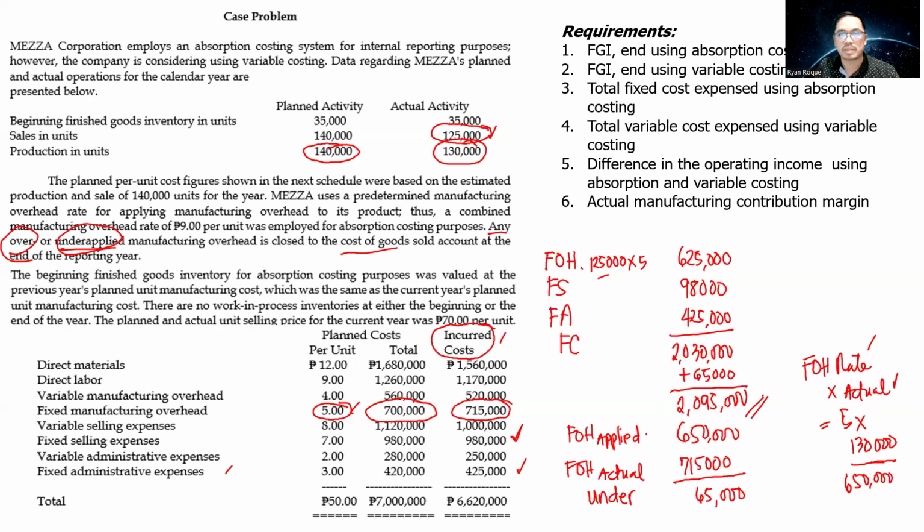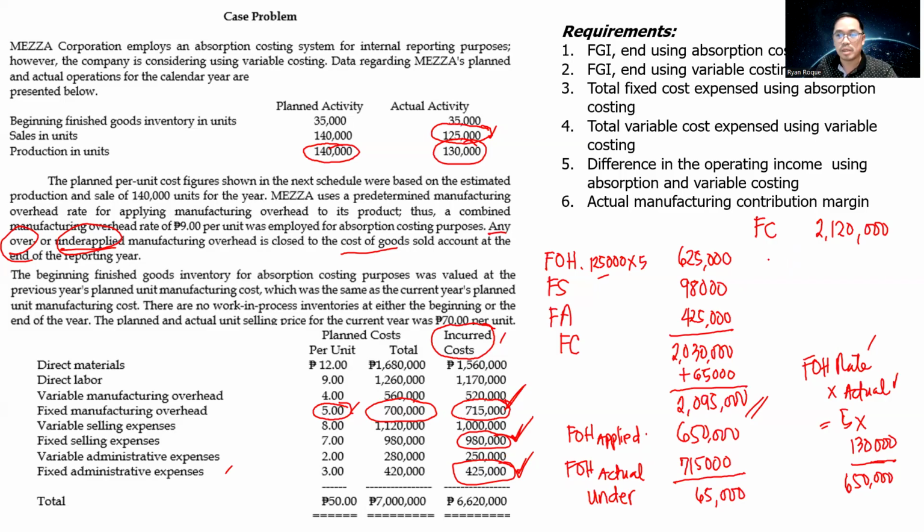If we are asked for the fixed cost expense, we just have to consider the total fixed cost incurred. The fixed cost incurred amounted to how much? That would be your fixed overhead, your fixed selling, and fixed admin. The total of 715,000, 980,000, and 425,000 would be 2,120,000.